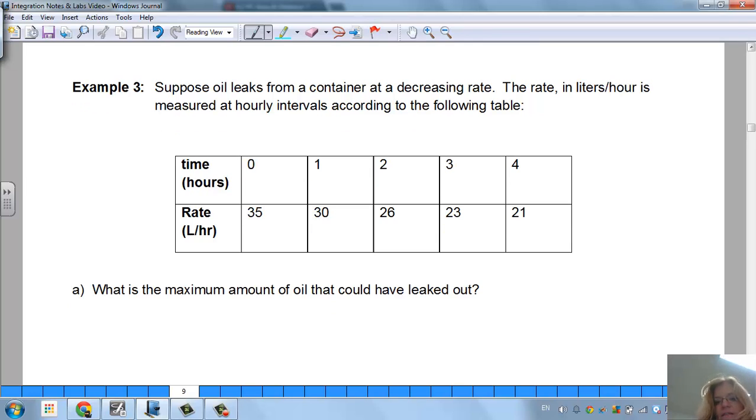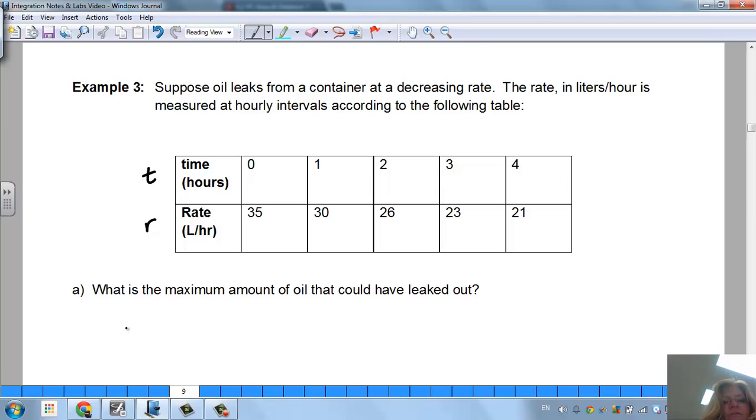And this oil is leaking, and it tells you time in hours, and here's our rate right here. So if I multiply this, I'll find out how much oil, the volume of the oil that's leaked out. Okay, so a couple things I want to notice here.